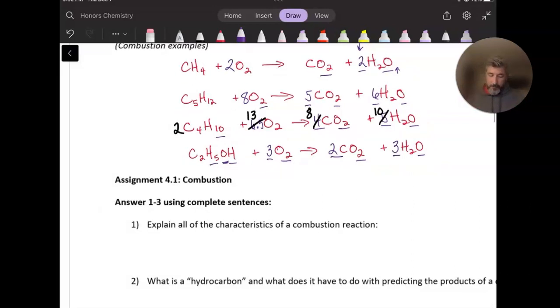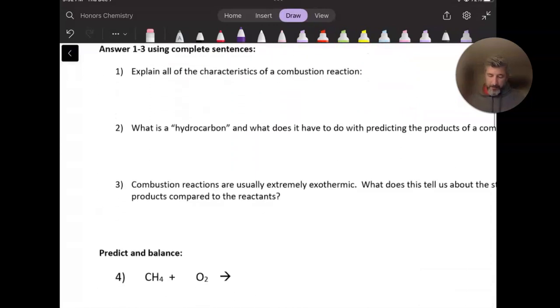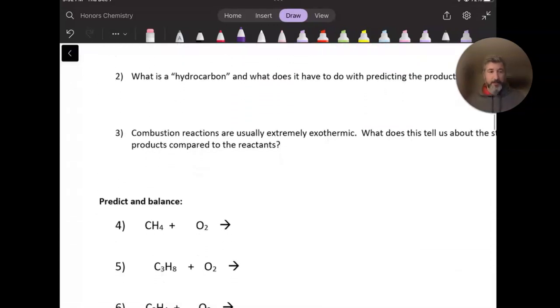All right, so go ahead and give the assignment a shot. Try to predict and balance and see how you do.